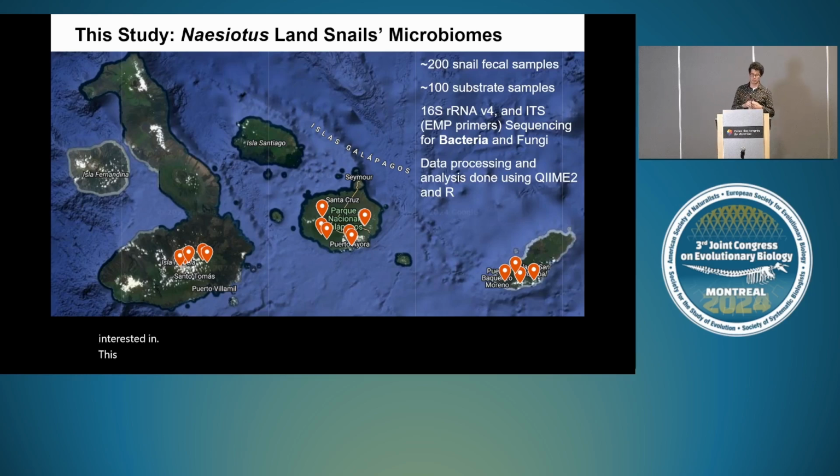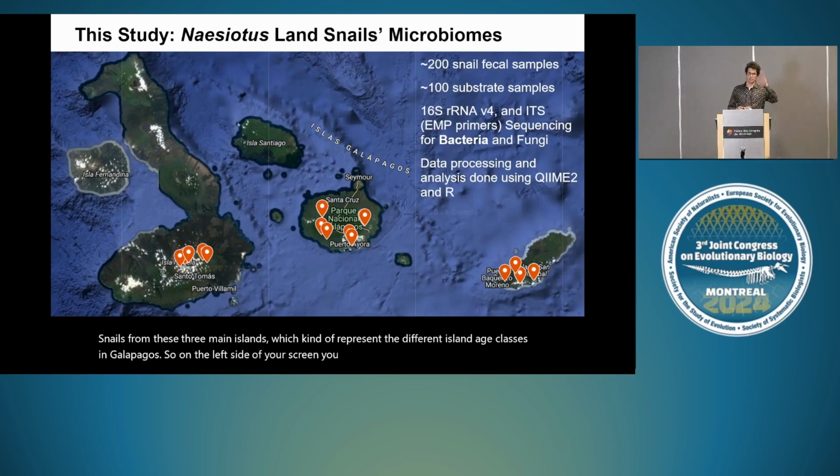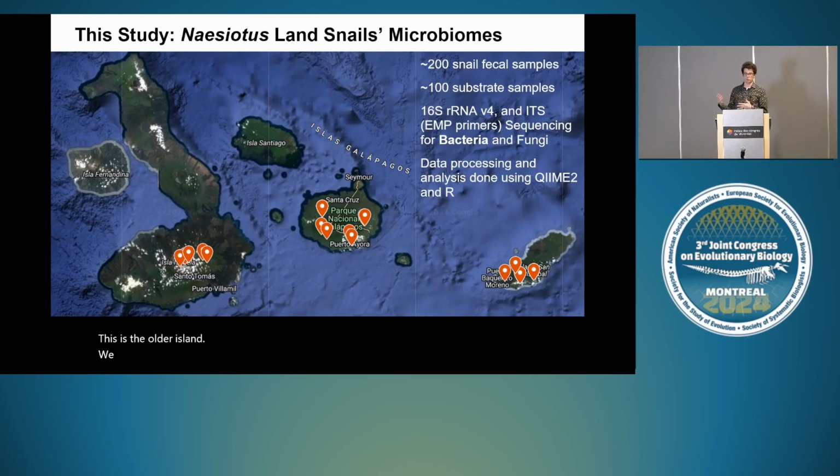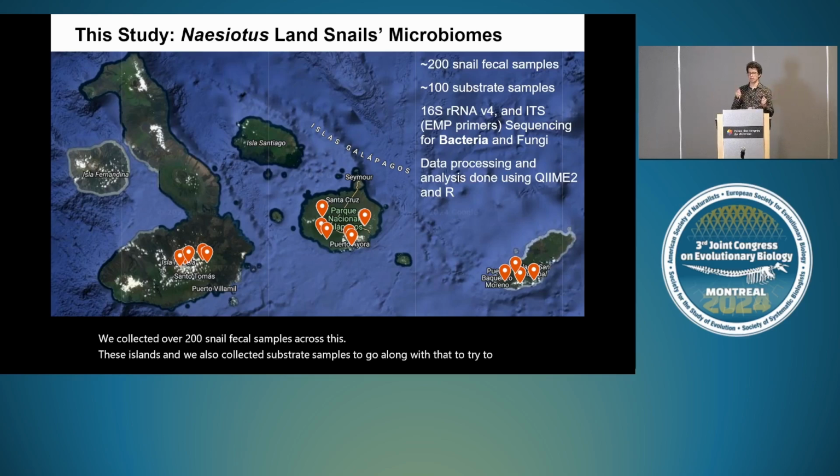In this study, basically, we got snails from these three main islands, which represent the different island age classes in Galapagos. So on the left side of your screen, you can see this big island is the youngest island, or Fernandina is younger, but Isabela is the youngest island that I studied. In the middle there is Santa Cruz, the middle-aged island, and to the far right is San Cristobal, the older island. We collected over 200 snail fecal samples across these islands, and we also collected substrate samples to go along with that to figure out the differences between the snails and the places that we found them.